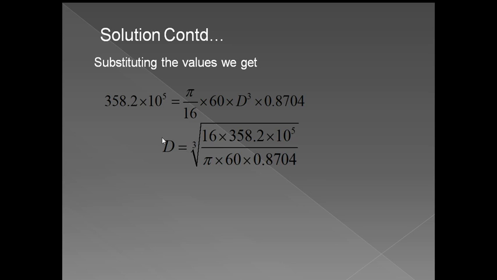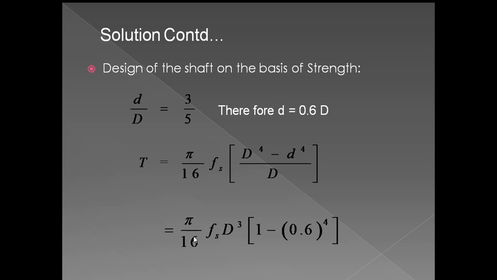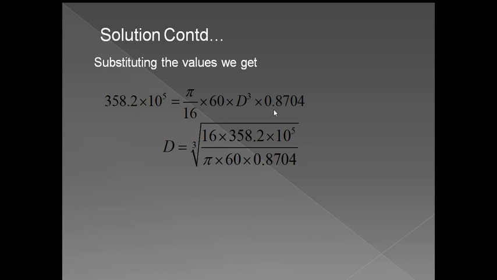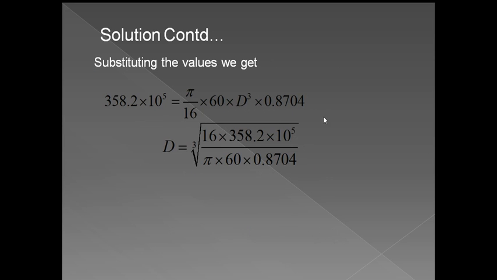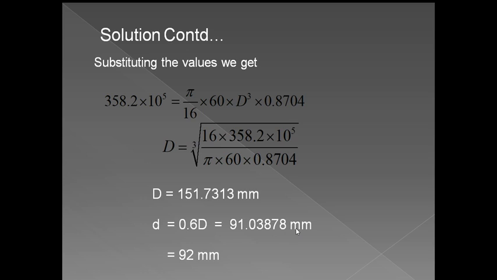From that we are going to find the diameter of the shaft. Here the torque value is 358.2 into 10 to the power of 5, equal to pi by 16 into tau, which is 60, into 0.870. From this, the D value is 151.73 mm. Small d is 0.6 into capital D, so that is 91.03 mm, nothing but 92 mm. So capital D is 151 and small d is 92 mm.